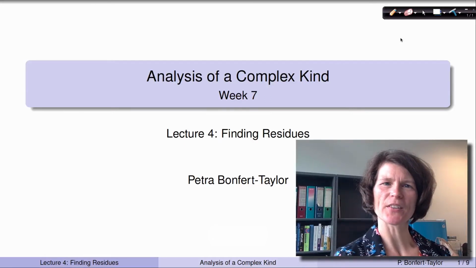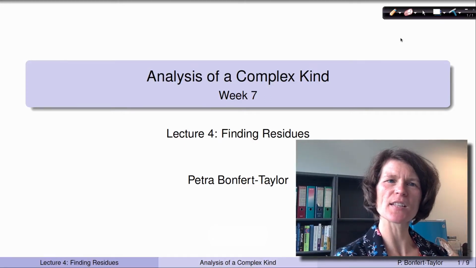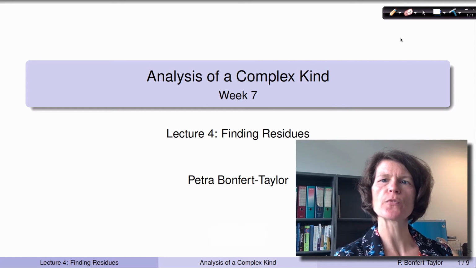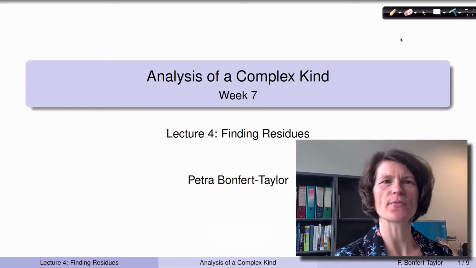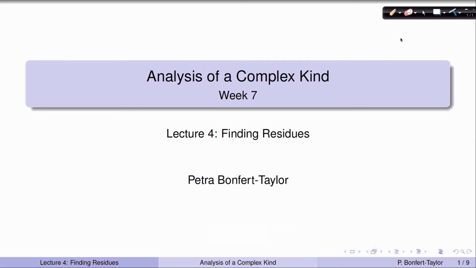Welcome to the fourth lecture in our seventh week of our course, Analysis of a Complex Kind. This lecture will focus on new tricks to find residues. Now that we have the powerful residue theorem, we need new techniques to find residues more easily.